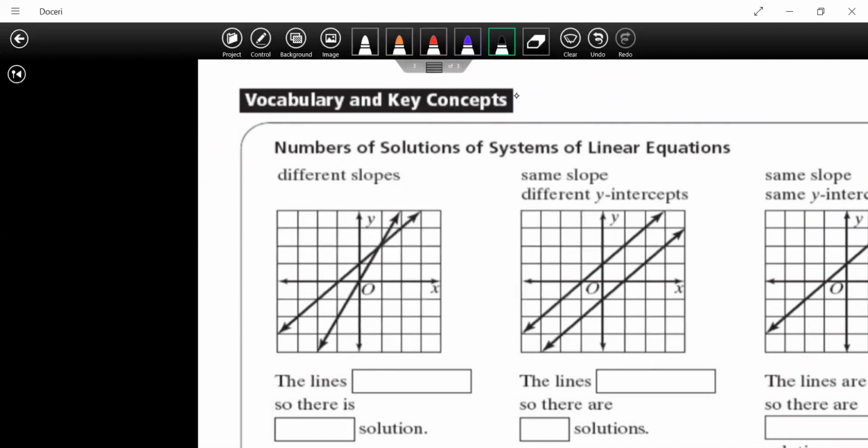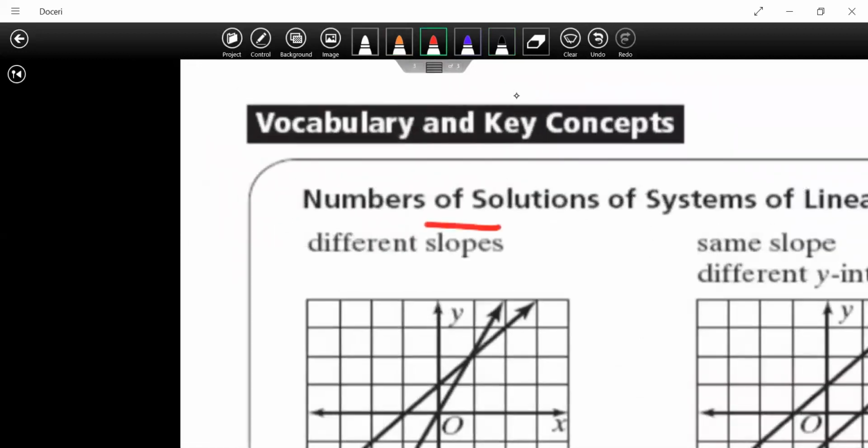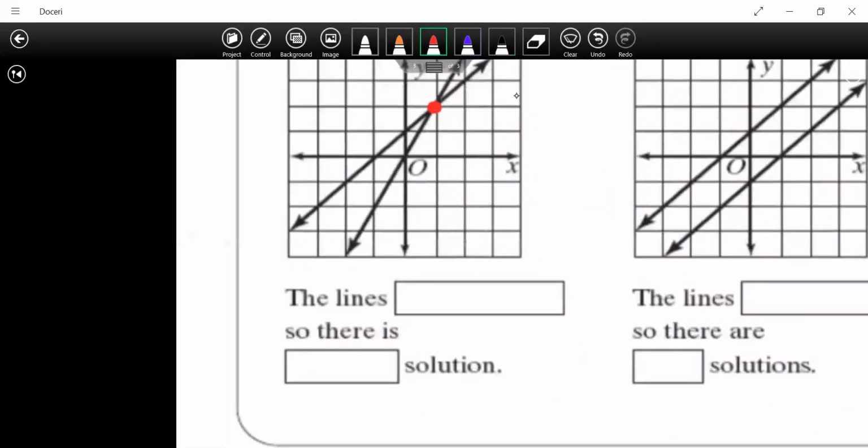So looking at our first one here, the first thing we want to be able to identify is that they have different slopes. Different slopes automatically means we have one solution, period. Doesn't matter if the y-intercept is any different or the same. If it has different slopes, we have one solution. So the lines intersect. That means we only have one solution.